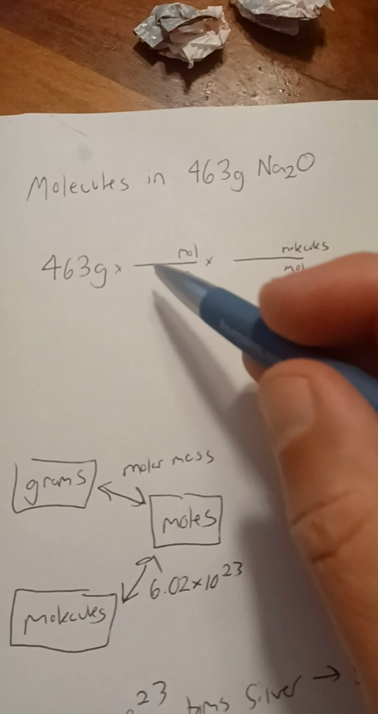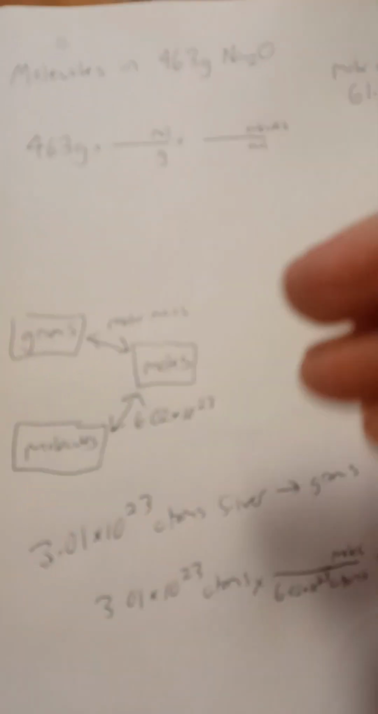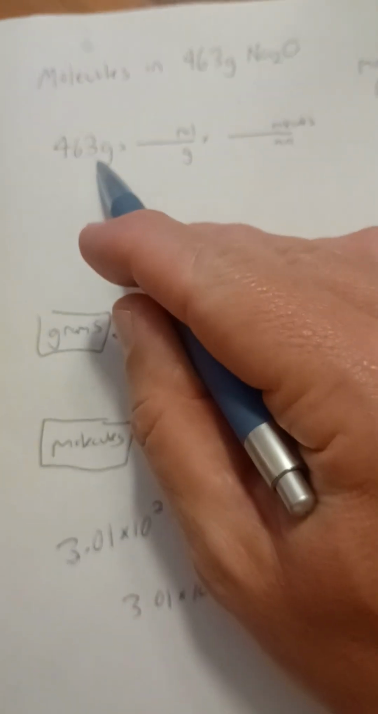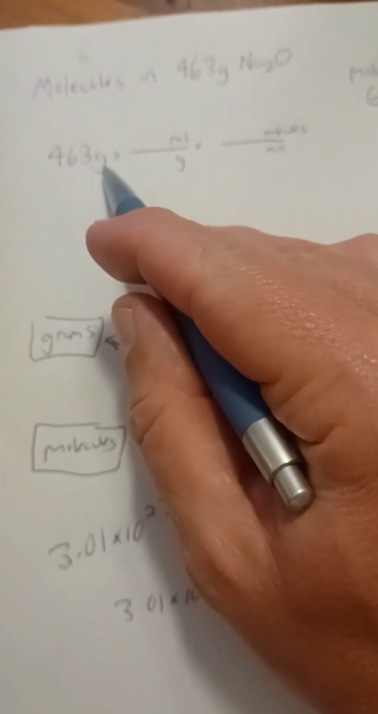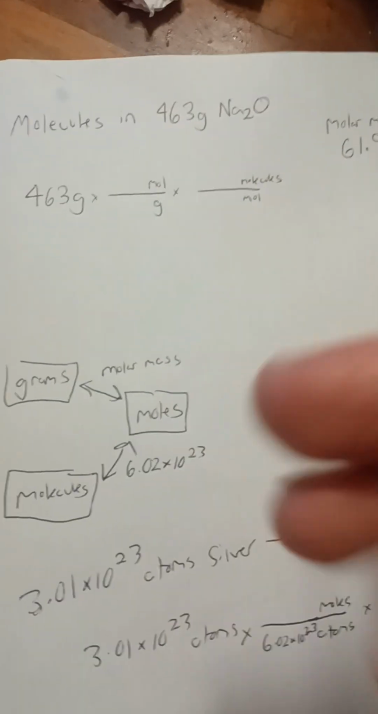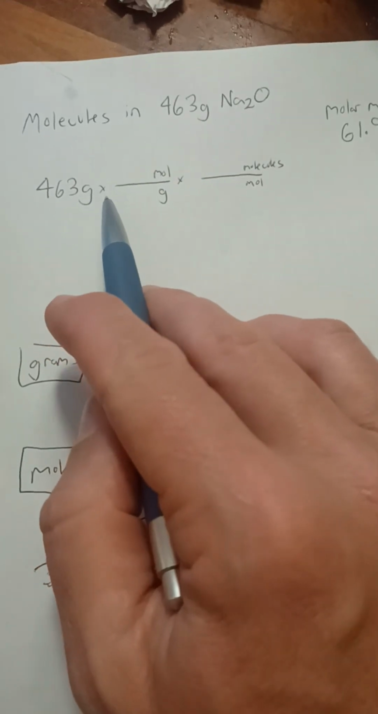So the first assignment was how many molecules are in 463 grams of Na2O. And my phone is being goofy. Sorry. Come on, focus. Okay, so if we start with 463 grams of Na2O. Let's see if I can get this to lock in. Okay, 463 grams of Na2O.